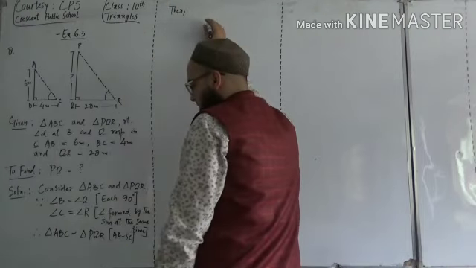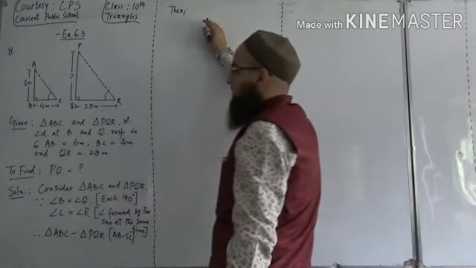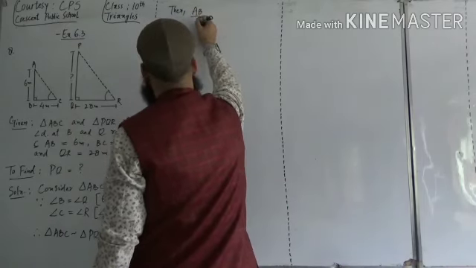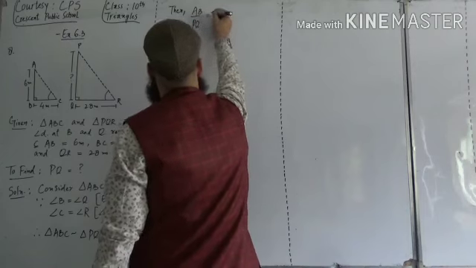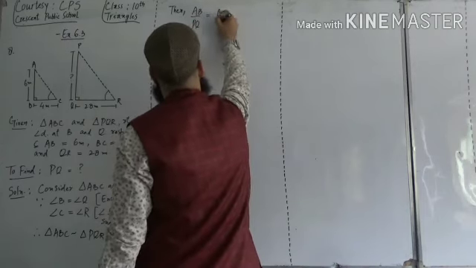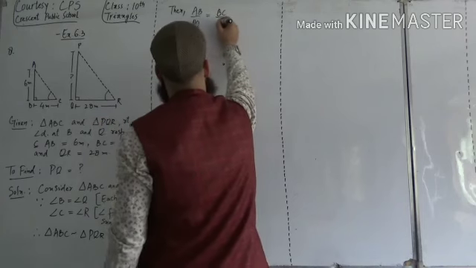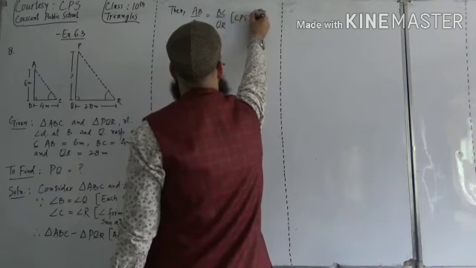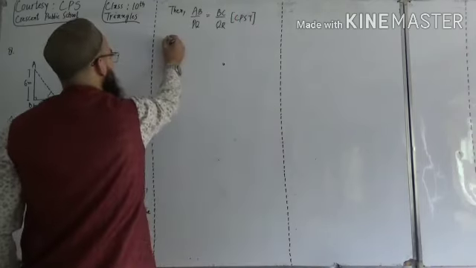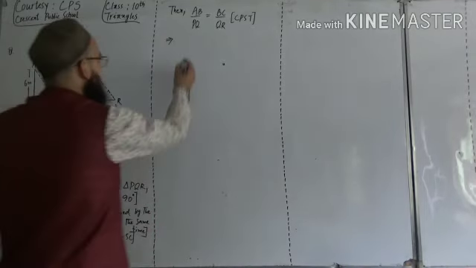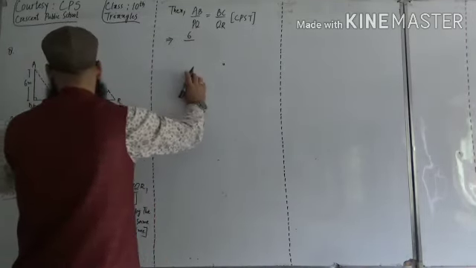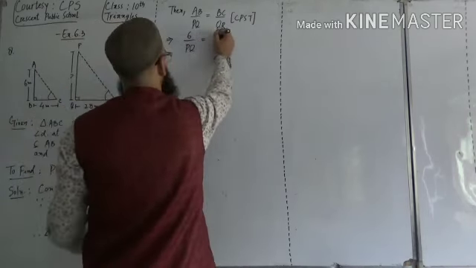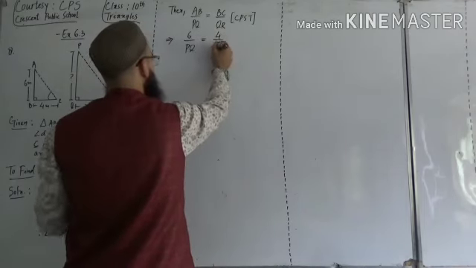Then what we can conclude from that, if triangles are similar, then the corresponding sides are in proportion. Then I can say AB by PQ is equal to BC by QR. This is CPST, corresponding parts of similar triangles, which implies that now AB is 6 divided by PQ, which we need to find, BC is 4 and QR is 28.